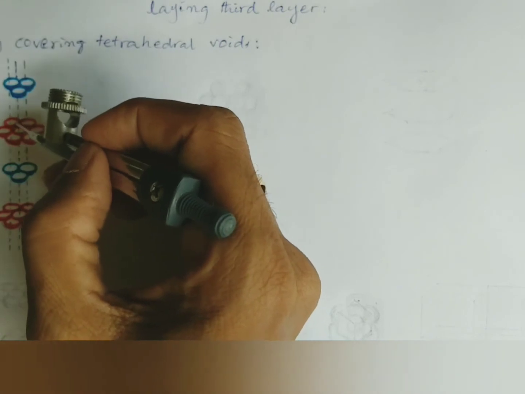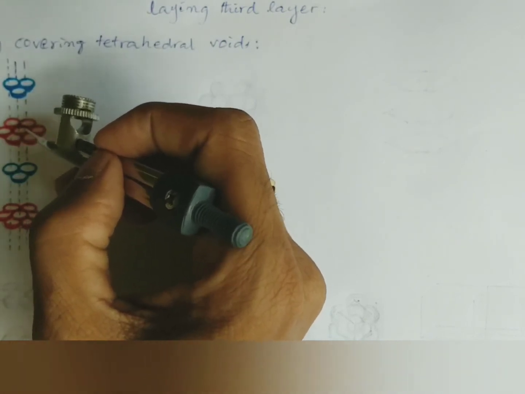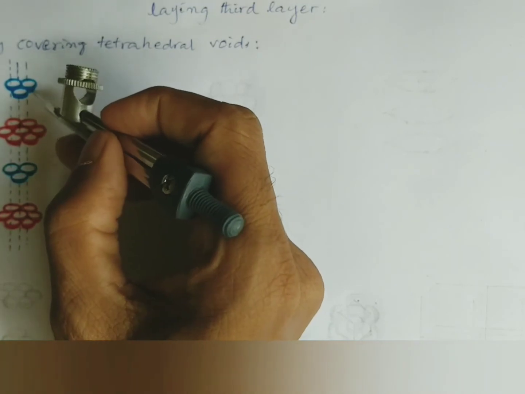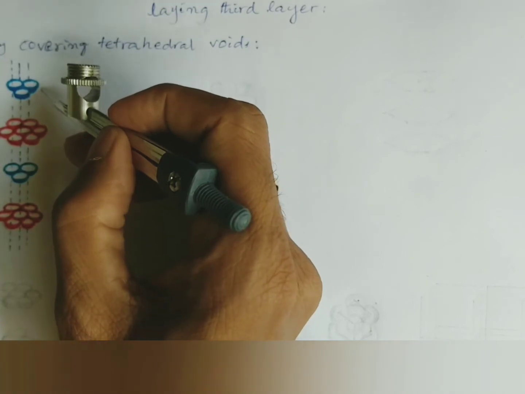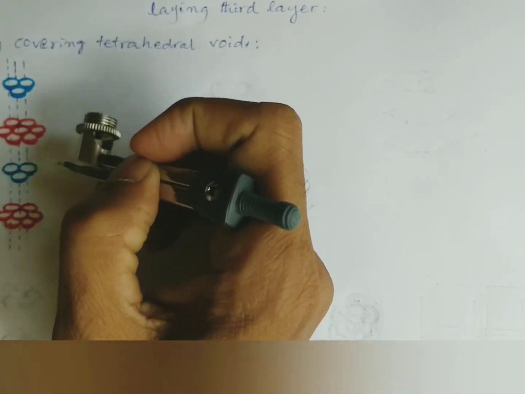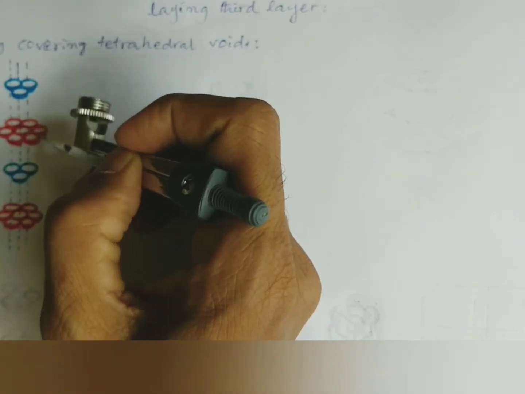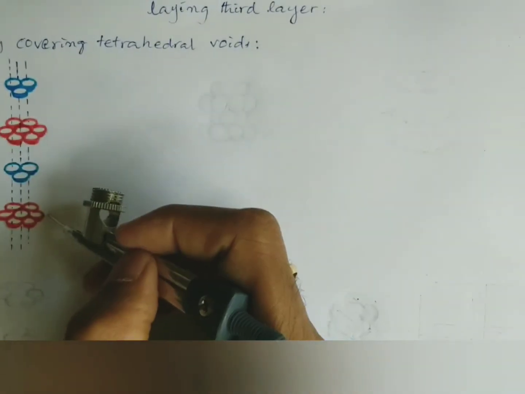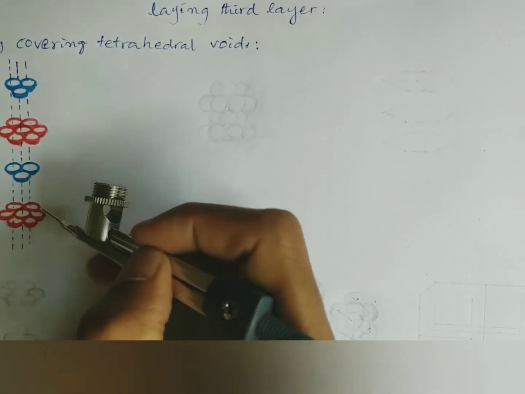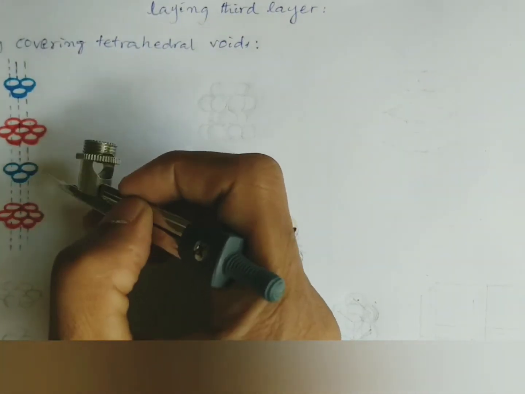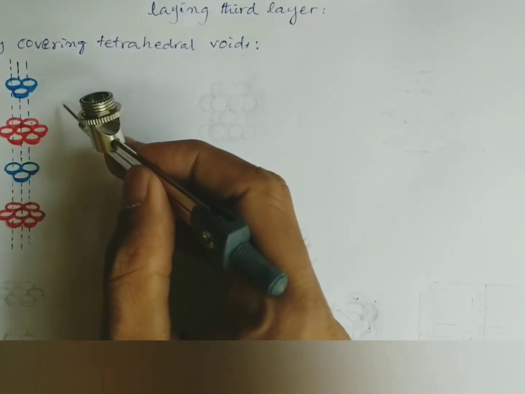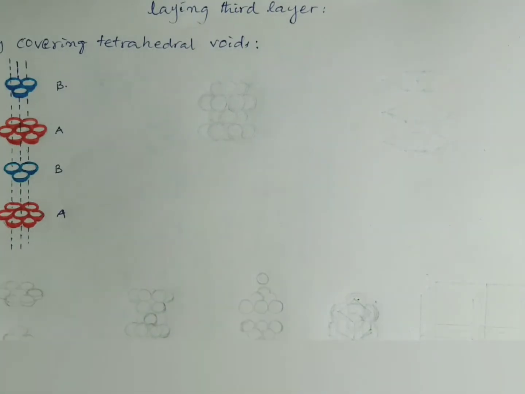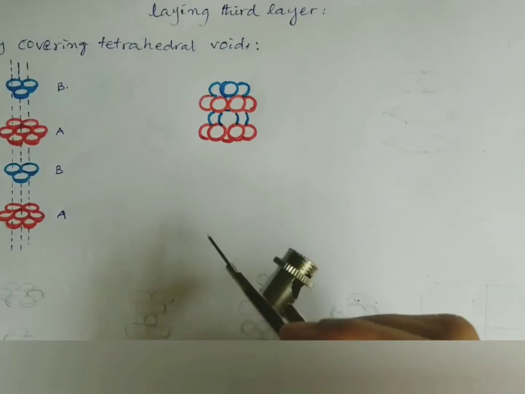Similarly, if you cover up the alternate triangular voids of the third layer by atoms of the fourth layer, then again you will get another layer similar to this. So now second and fourth layers are similar, first and third layers are similar. So if you name the first layer as A, the third layer becomes A, and the second and fourth layers become B. So this is known as ABAB kind of packing. In another way, it looks like this.